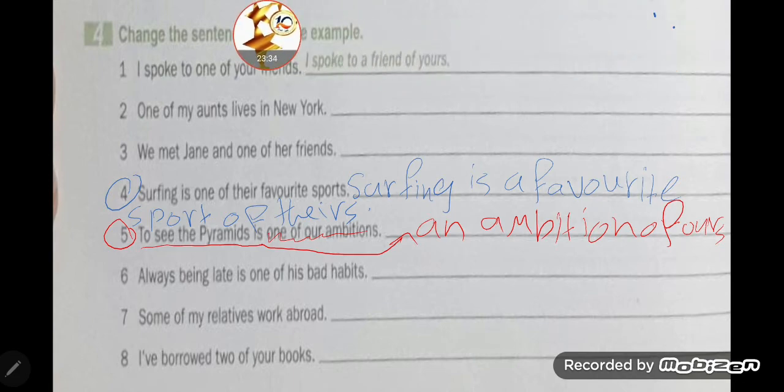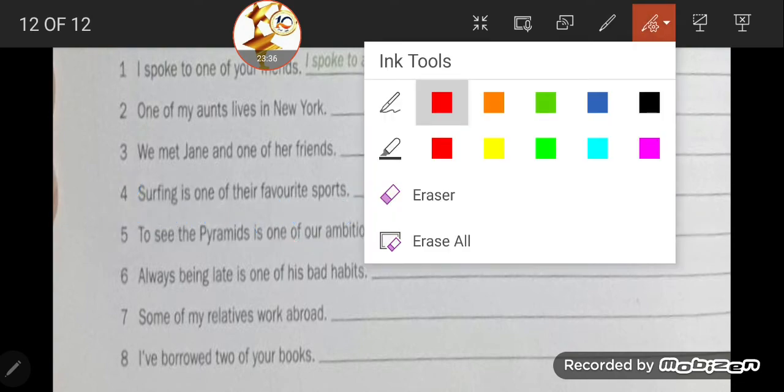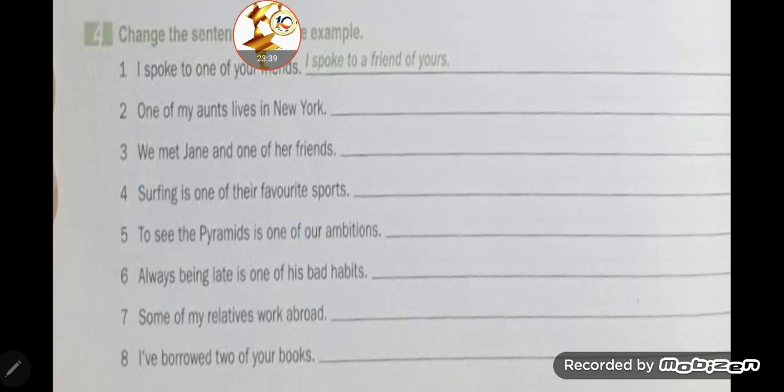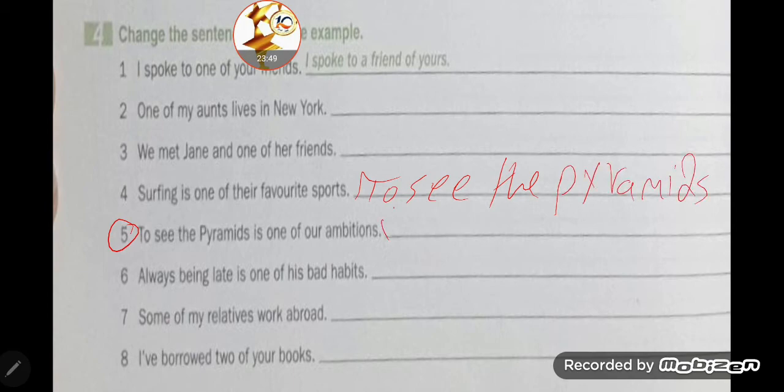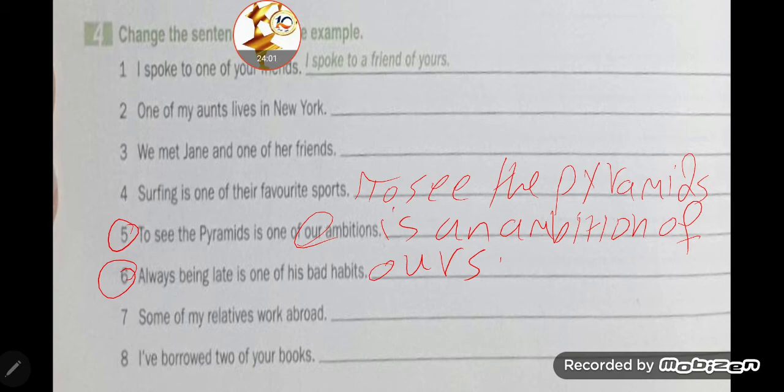اوكي، خلينا نكتبها برضو بطريقة أصح أو أوضح بالنسبة لإلكو. سوري المساحة صغيرة عندي. فهون بكمل بقول to see the pyramids is an ambition of، إيش هون؟ وأور شو بدها تصير؟ Ours. ننتقل الآن لنمبر 6. Always being late is one of his bad habits. Always being late is a bad habit of his.